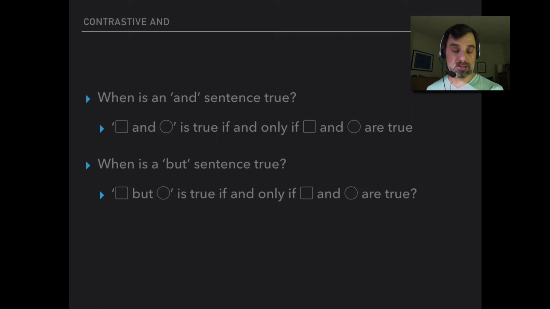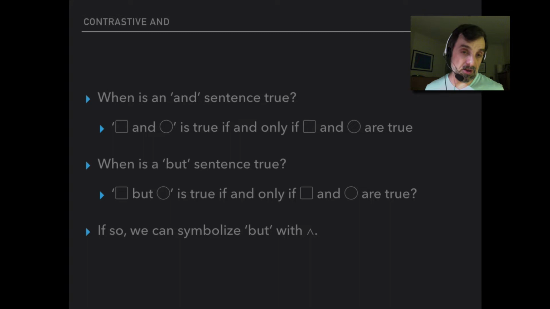So if that's the case, then we could symbolize "but" with our "and" symbol. "But" and "and" would mean basically the same thing, it would seem like, if that's right about the truth conditions of a "but" sentence. So we want to ask, is this the case? Is it the case that "square but circle" is true if and only if "square and circle" is true? That would mean that "square and circle" is true if and only if "square but circle" is true.